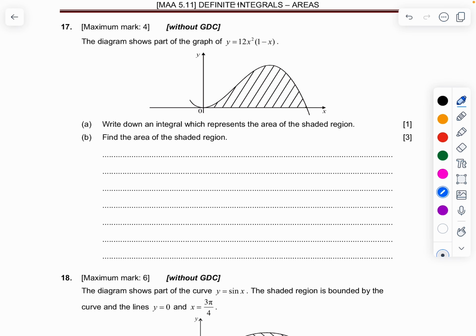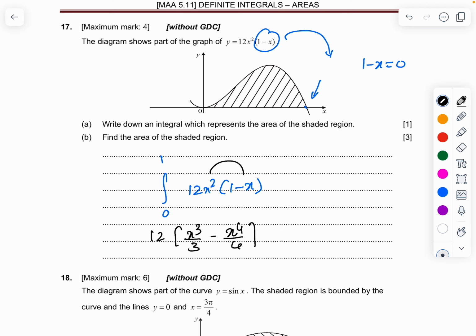The diagram shows part of the graph. Write down an integral which represents the area of the shaded region. So it is from 0 to this point of intersection, which should obviously be 1, because 1 minus x equals 0. So it should be 0 to 1, 12x squared times 1 minus x. Find the area, you can do it without the GDC. So what should we do? 12 x squared, the integral is x cubed by 3. This 2 multiplied becomes x cubed, and it becomes x to the power 4 upon 4 from 0 to 1. So plug in 1: 1 upon 3 minus 1 upon 4, which is going to be 1.